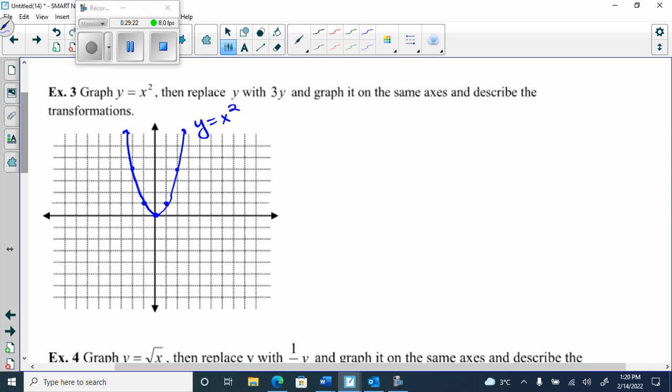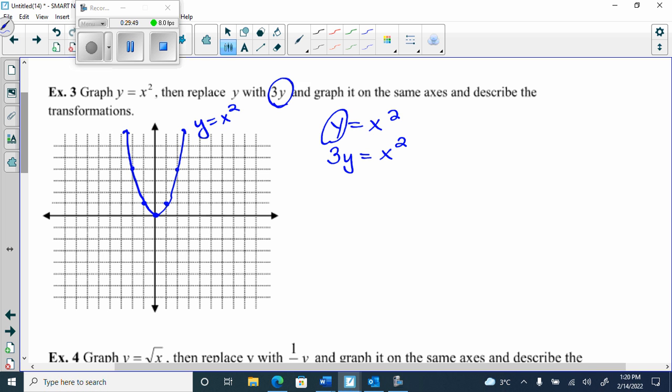Then they want me to replace the y with 3y. So I have y equals x squared. But my y, I want replaced with 3y. So what does that mean when I replace? I take the y, I toss it, and I replace it with 3y. Is it helpful to me when it's not in y equals?